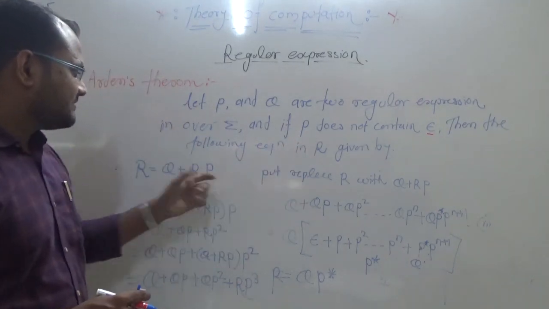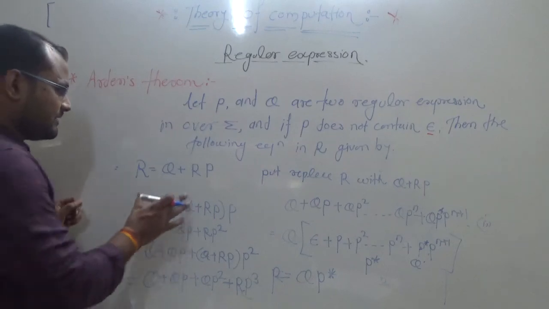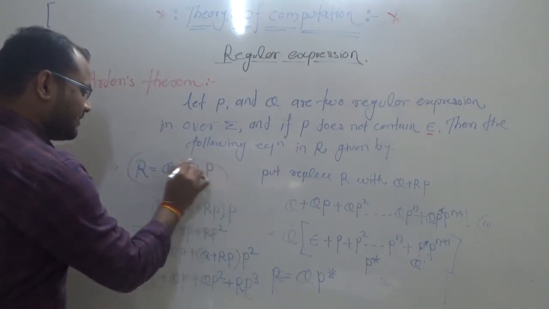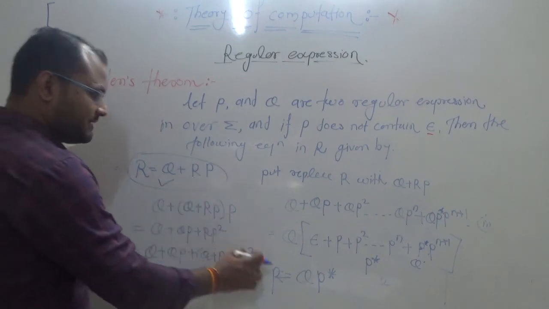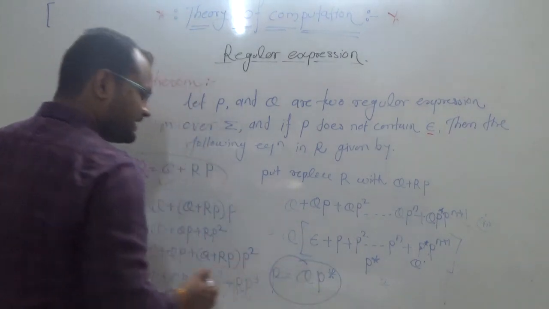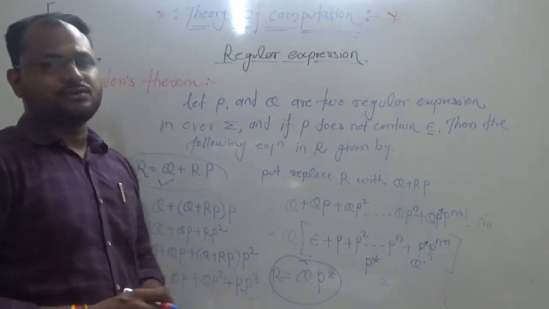So this is Arden's theorem. You just have to know that whenever we get an expression in this format, you use the simplified version, the unique solution R = QP*.